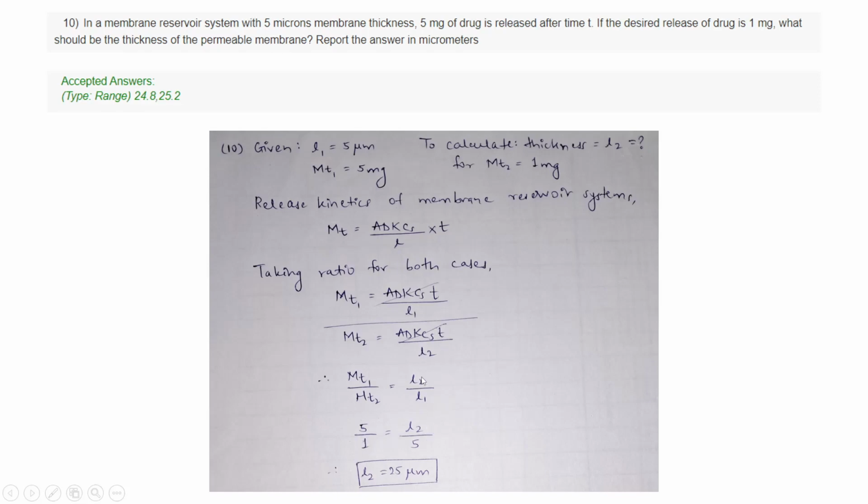The only value we don't know is the thickness in the second case, and once you calculate that, you'll get the answer: 25 micrometer. Is this making sense? Are you guys getting this? Let me know if you have any doubts on this.